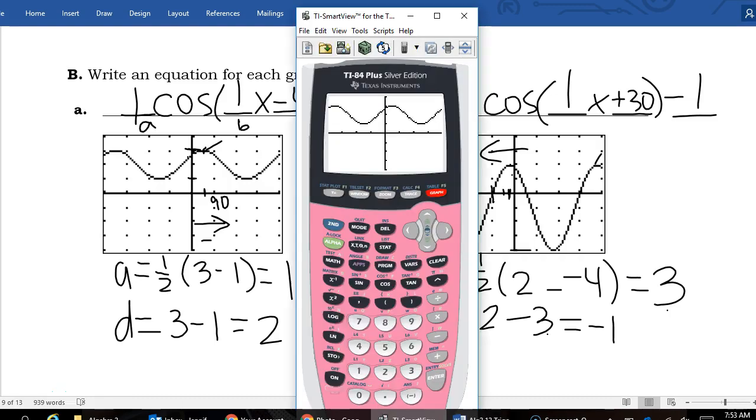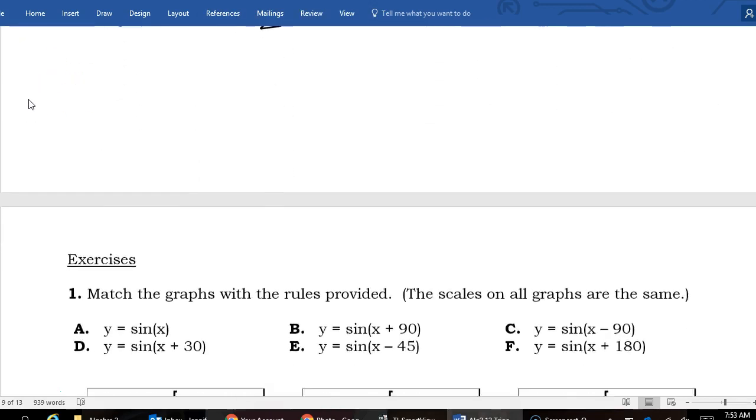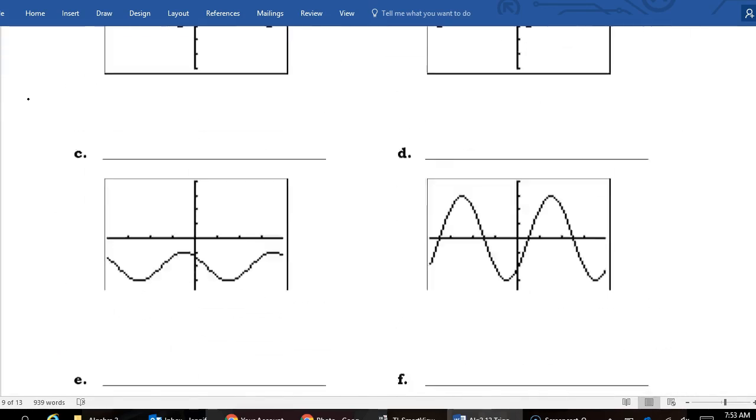Let's check. We have 3 cosine, invisible 1, x plus 30, minus 1. And that looks good to me. That is all I have for the notes. Good luck on the exercises, and please let me know if you have any questions.